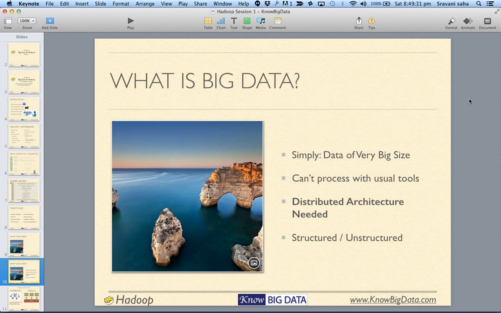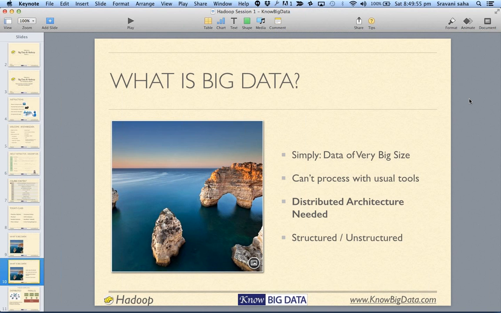All right. Why do I say that point number three is the most valid attribute of big data? Because of point one, data of very big size: you might ask how big, can we give a number? Second is that it can't be processed with usual tools. What does it mean by usual tools?